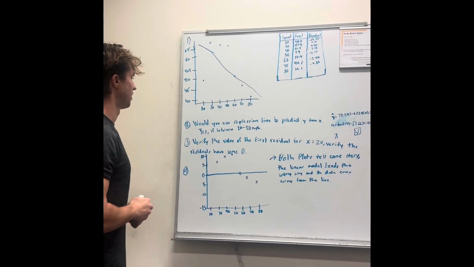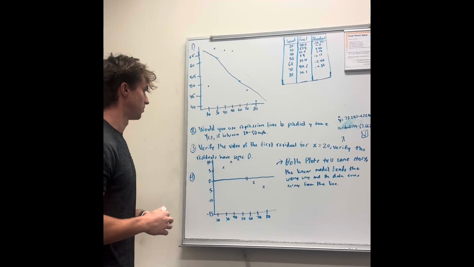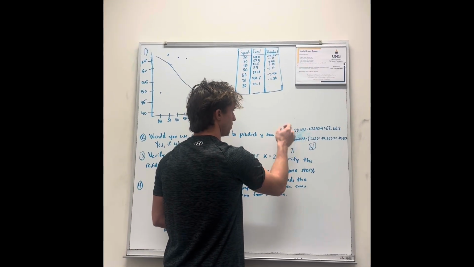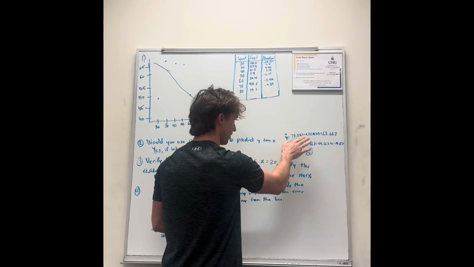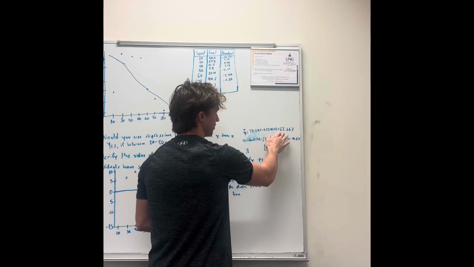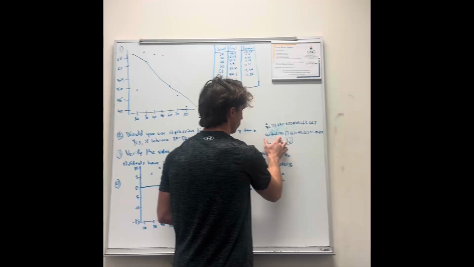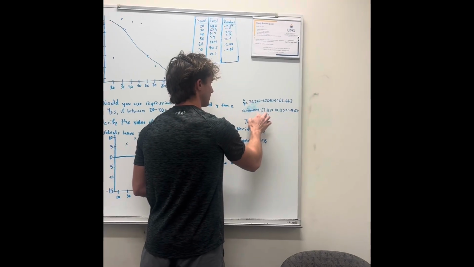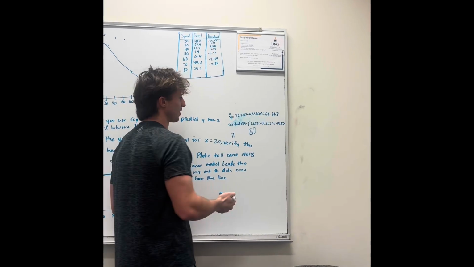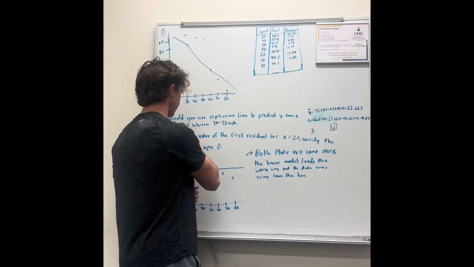Number three asks us to verify the value of the first residual for x equals 20 and verify if residuals sum to 0. So we're going to use this formula. So we have 70.243 minus 0.329 times 20. That gives us 63.663. When we plug that into our residual formula, we get 49 minus 63.663 equals negative 14.663, which is approximately negative 14.67. So that means that it does match and therefore this does work.